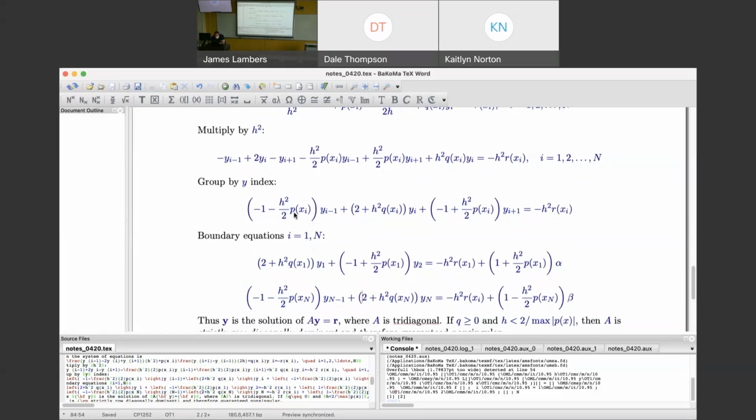So whatever quantities you have multiplying a y value, those are your matrix entries. So for example, this is the ii entry. This is the entry in row i, column i minus 1. This is the entry in row i, column i plus 1. Those are no longer entries.